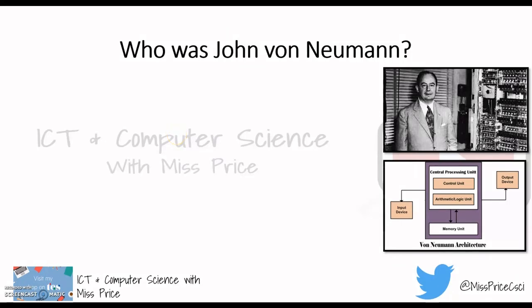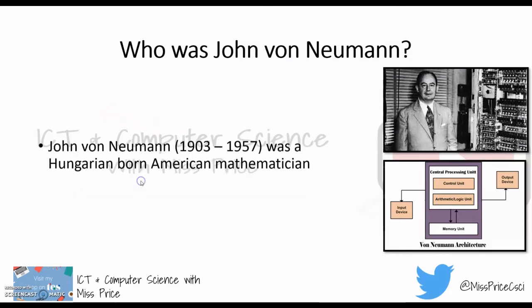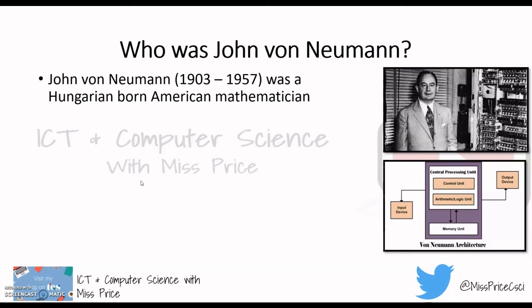In this video, we are going to look at the central processing unit. And we're going to find out who was John von Neumann. Well, John von Neumann was a Hungarian-born American mathematician. He died in 1957.